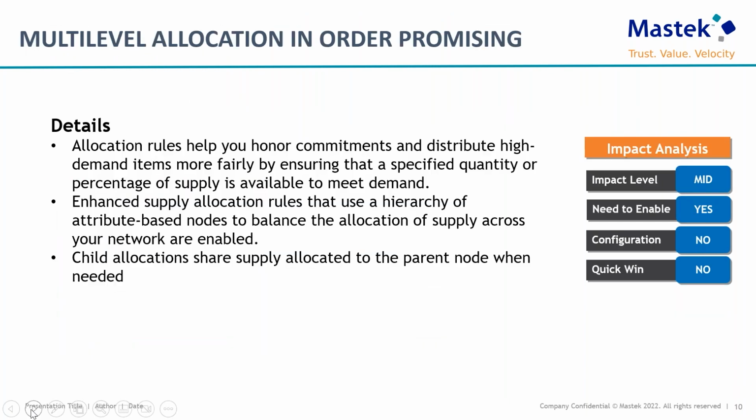Now the next is order promising. We have bifurcated the order promising features into 4 different slides to make it easier for you to understand. First, we'll start with the allocation rules. It helps you honor commitments and distribute high demand items more fairly by ensuring the specified quantity or percentage of supply is available to meet the demand. Enhanced supply allocation rules that use a hierarchy of attribute-based nodes to balance the allocation of supply across your networks are enabled. Child allocations share supply allocated to the parent node when needed.